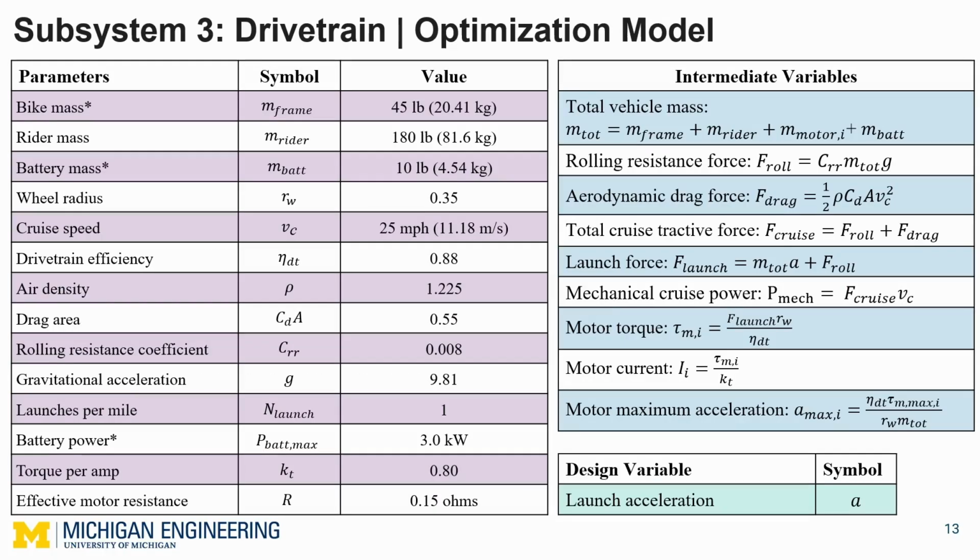For the optimization model, we treat bike, rider, and battery mass as fixed inputs, along with the wheel radius, desired cruise speed, drivetrain efficiency, air density and drag area, rolling resistance, gravity, and the available battery power. Together, these define the total vehicle mass and the forces the motor must overcome. Our main design variable is launch acceleration. From that, we derive rolling resistance and aerodynamic drag, total tractive and launch forces, cruise mechanical power, and finally, motor torque and current, which we compare to the motor and battery constraints to check feasibility.